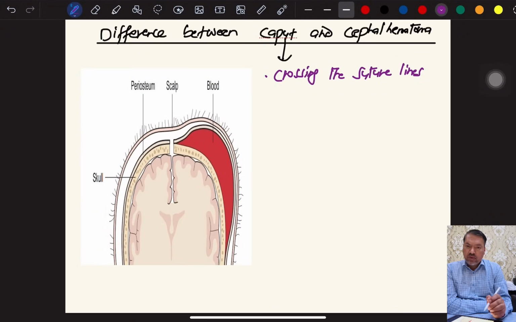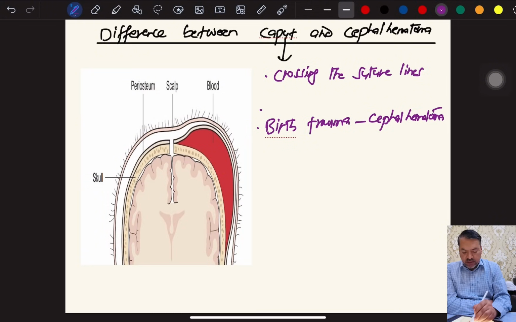Second, cephalhematoma is a feature of birth injury or birth trauma, especially the instrumental delivery like vacuum. Okay, birth trauma, that is cephalhematoma.